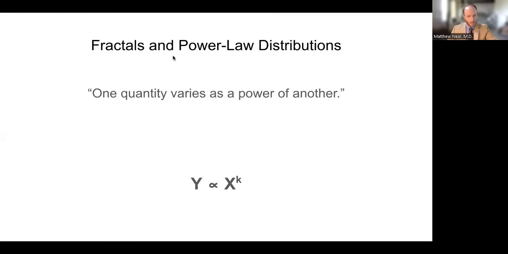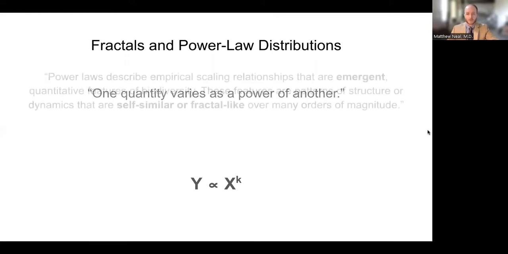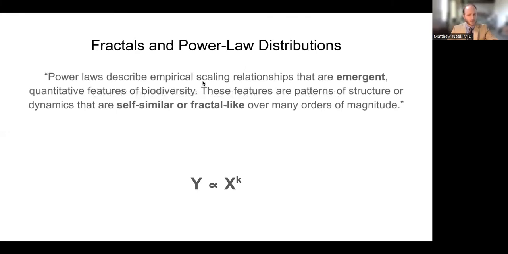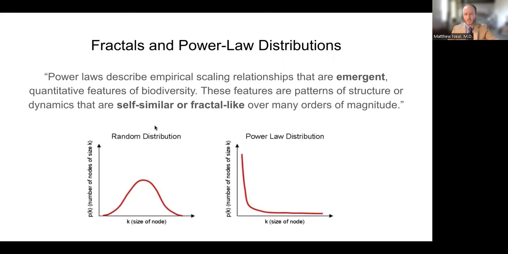Let's talk briefly about power law distributions. We're not going to get too much more into math, I promise. It's essentially when one quantity varies as the power of another. So a power law describes an empirical scaling relationship that's an emergent quantitative feature of biodiversity. The features are patterns or structures of dynamics that are self-similar or fractal-like over many orders of magnitude. We're used to seeing and using in biostats, for instance, the random or Gaussian distribution, whose shape is determined by its mean and standard deviation, where most values cluster right around the mean, which is the center. But power laws work differently.